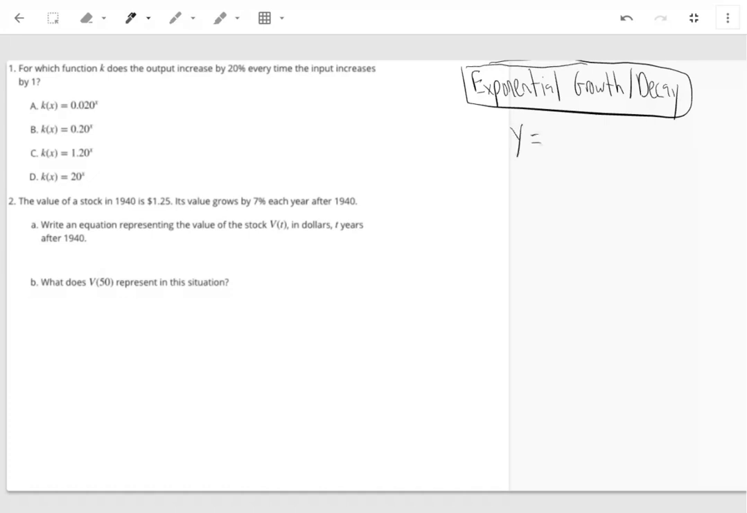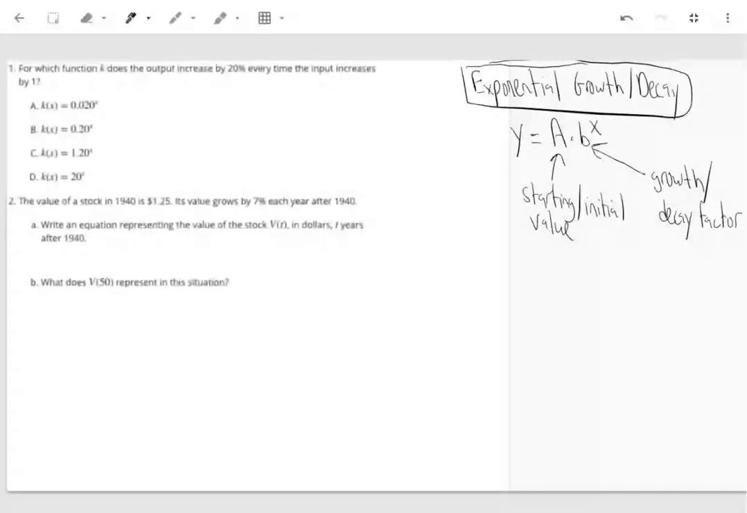But in case you forgot, it's a times b to the power of x, where a is our starting or initial value, and b is our growth or decay factor. In other words, what we're multiplying or dividing by every time.